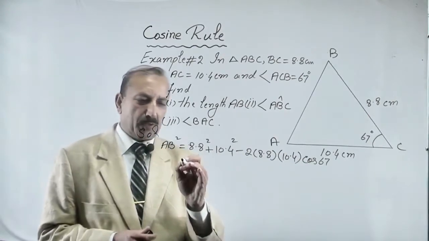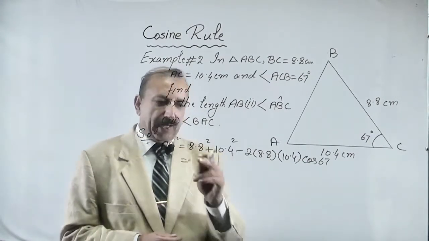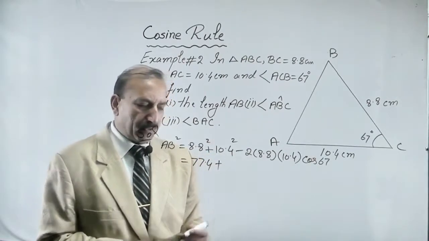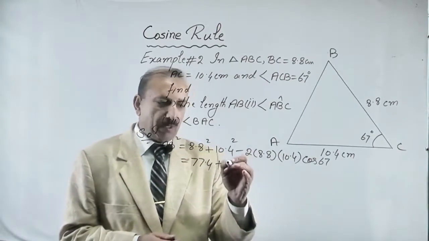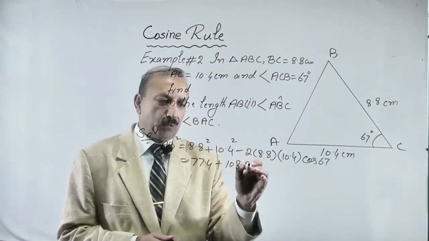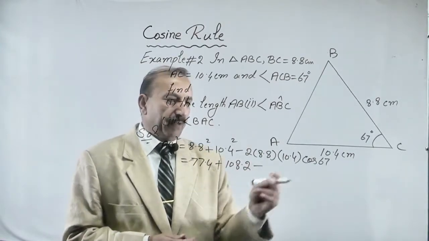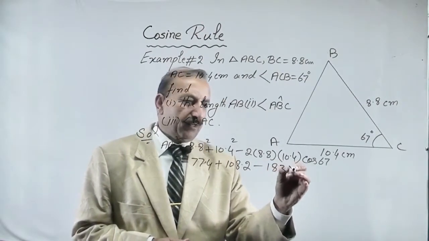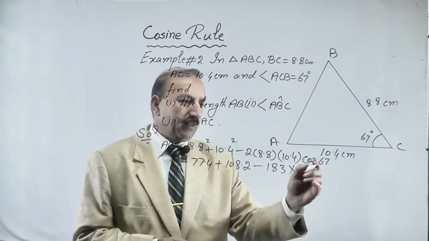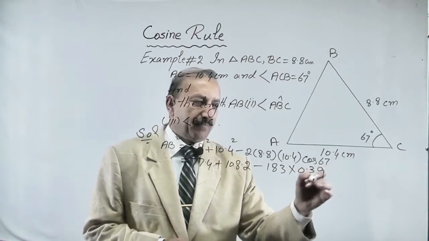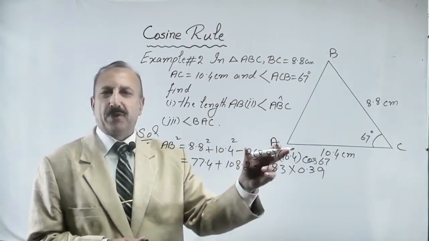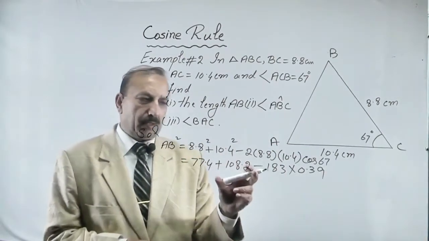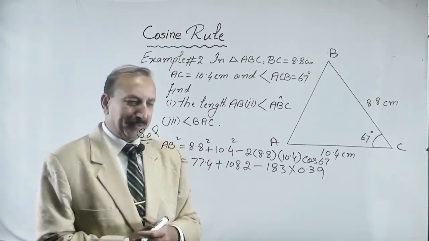Now let's carry on with the working for the rest of the values. 8.8 squared is equal to 77.4, plus 10.4 squared is equal to 108.2, minus, when we multiply the three values, we will get 183 into the cosine of 67, this is 0.39. All this work is done with the help of a calculator, my dear student. Of course, this is the real place where we continuously use the calculator.